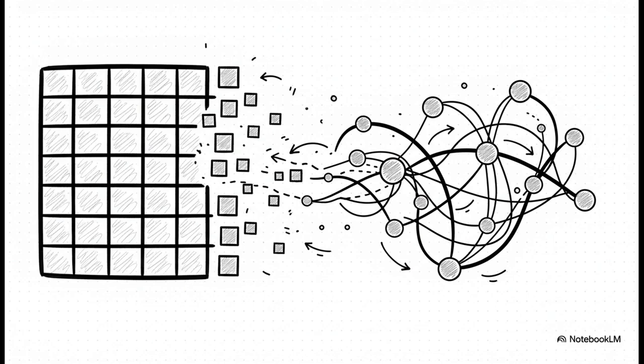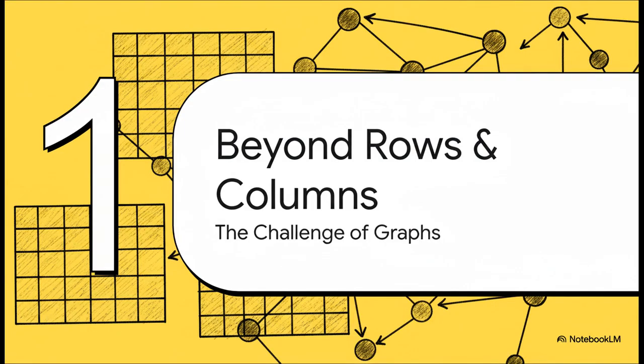Everything has its place in a row and a column. But let's be real, the world doesn't work like that. Think about your friends on a social network or how products move through a supply chain. It's all a big, messy, beautiful web of connections. And that's really where we hit a wall.